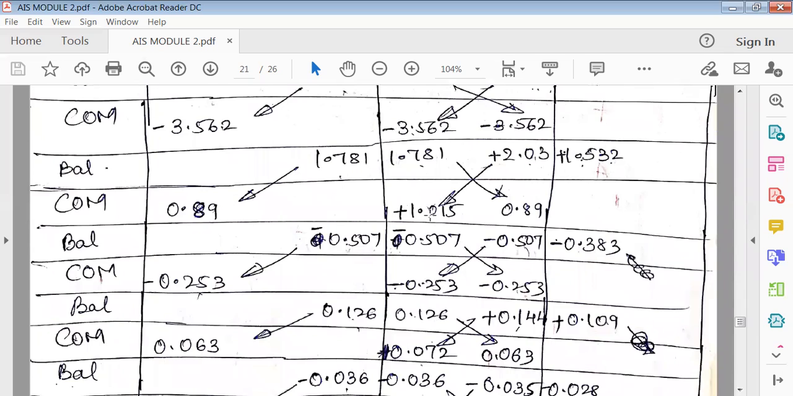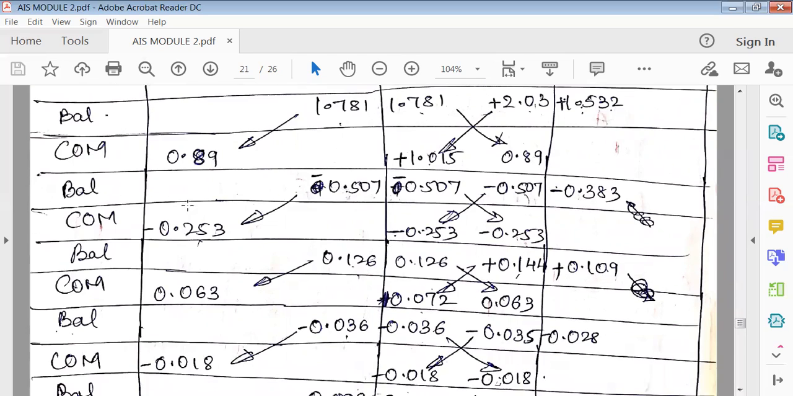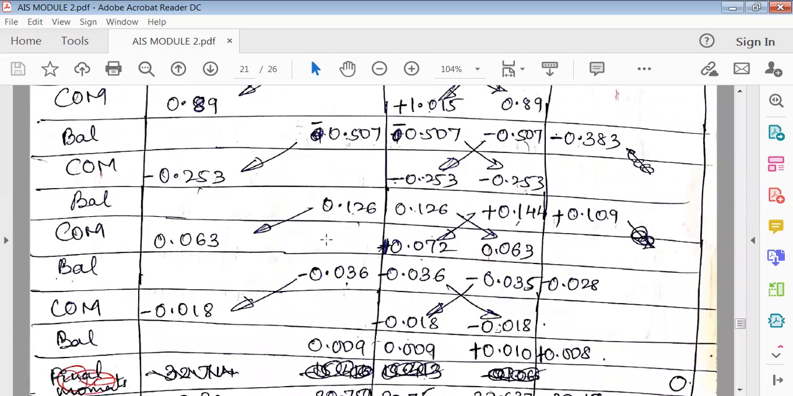Always be careful with the signs, because most of the time whenever we carry over here and then try to balance it, we tend to forget the signs. So be very careful. If it is plus, you have to change the sign into minus. If it is minus, you have to change the sign into plus. That is the thing you have to be careful about. The same thing you have to go on repeating here.